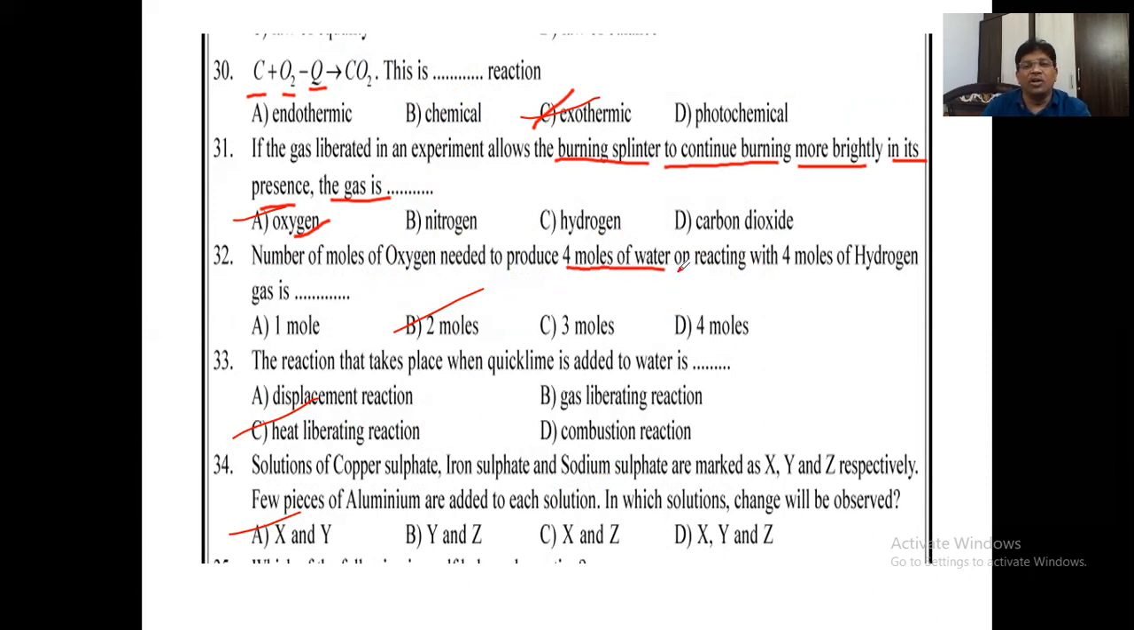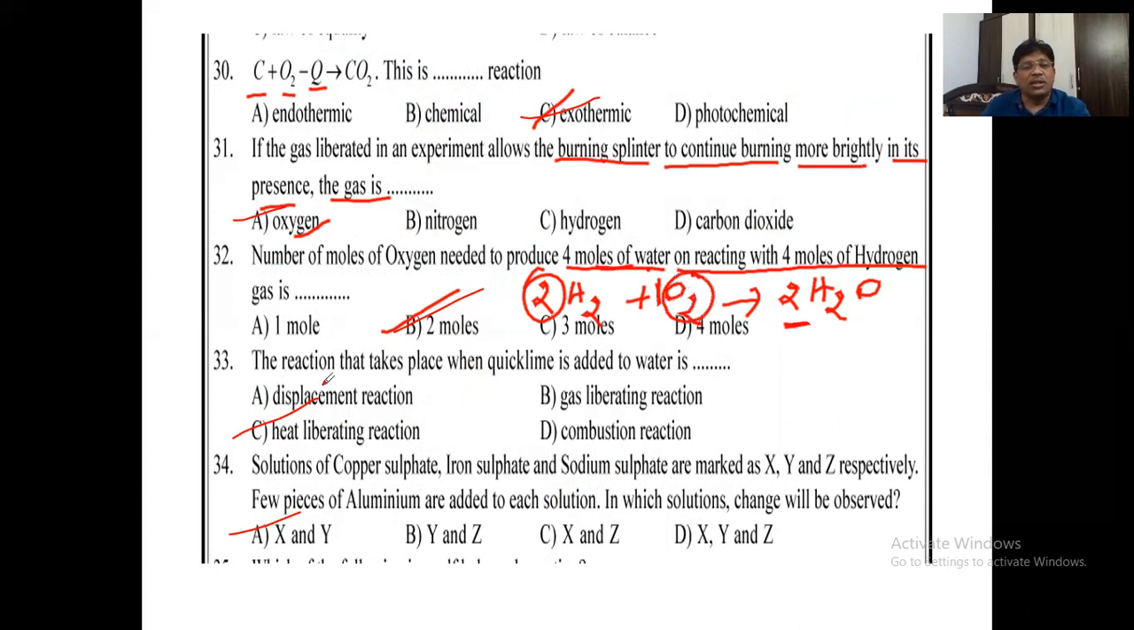Okay. Next, number of moles of oxygen needed to produce 4 moles of water on reacting with hydrogen. What is the reaction between H2 and O2 to form water? Here 2H2 plus O2 gives rise to 2H2O. Okay, so here 2 moles of water will be formed from 2 moles of H2. Then 4 moles of water can be formed from how many moles of hydrogen? 4 moles of hydrogen. And 2 moles of water from 1 mole of oxygen, and 4 moles of water will be from 2 moles of oxygen. 2 moles of oxygen gas.